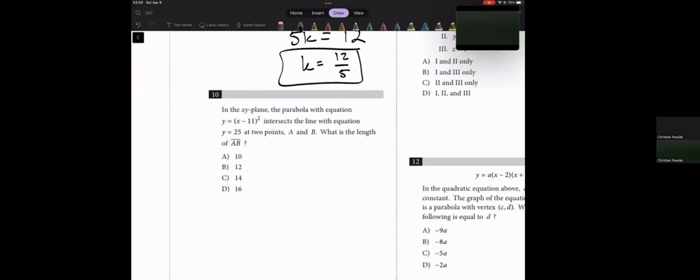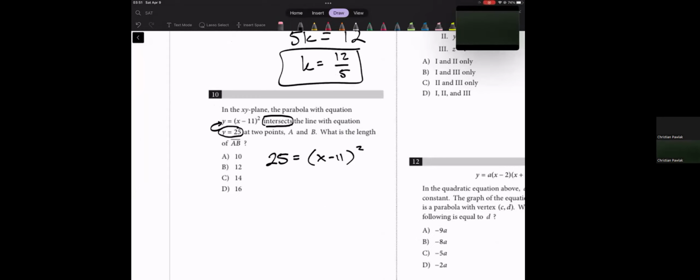Number 10. In the xy plane, the parabola with the equation y equals x minus 11 squared intersects the line with the equation y equals 25 at 2 points. What is the length? So the best thing to do is to understand that when there is an intersection, the x's are the same, the y's are the same. So if the y's are the same, and it says y equals 25, I could plug that into this equation. And I get 25 is equal to x minus 11 squared.